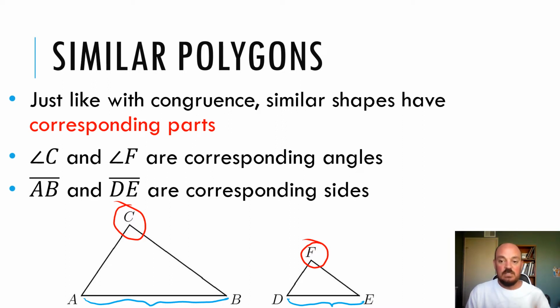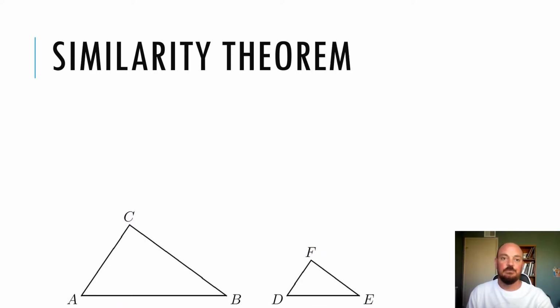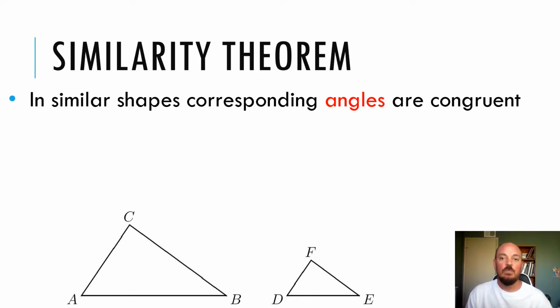Now, one of them is the same and one of them is different. So for our theorems today, let's talk about the angles and the sides of similar shapes. The one that's the same is angles. Corresponding angles are still congruent, just like in congruent shapes. So remember on the last slide, I said angle C and angle F were corresponding angles. That means angle C is congruent to angle F.